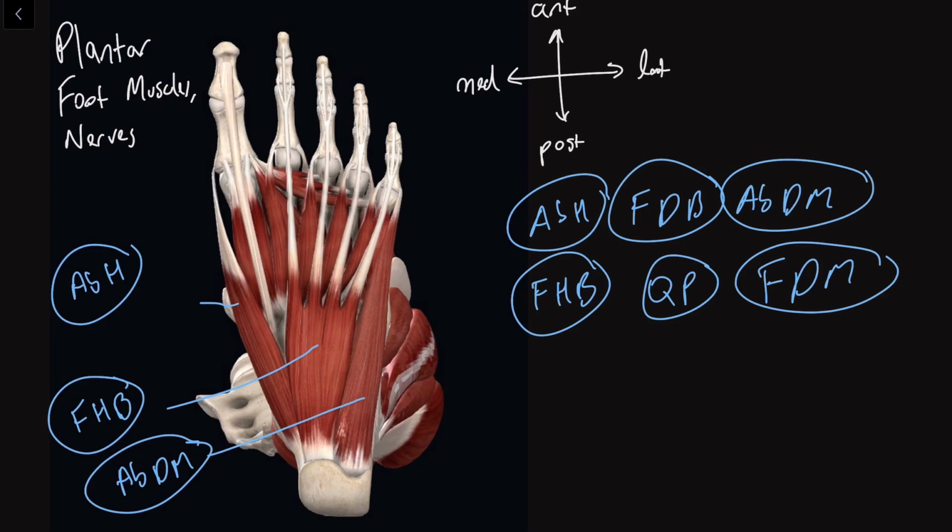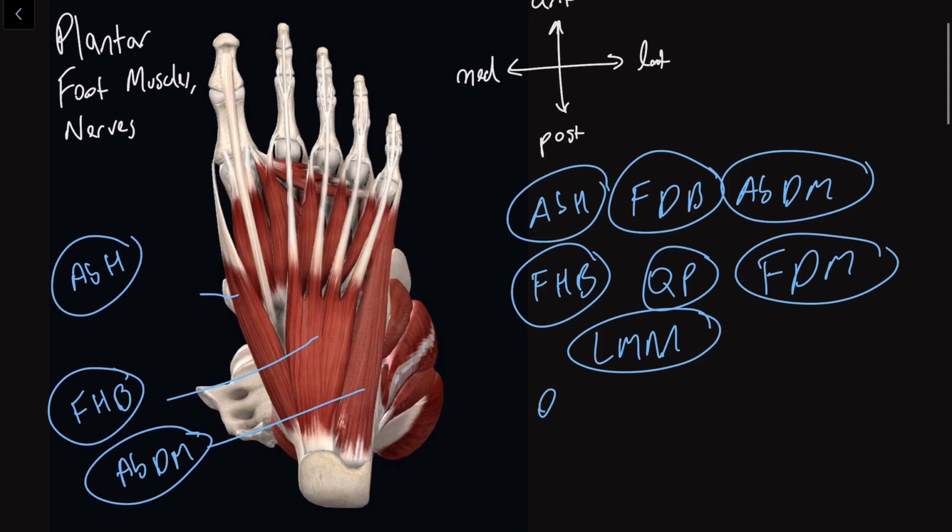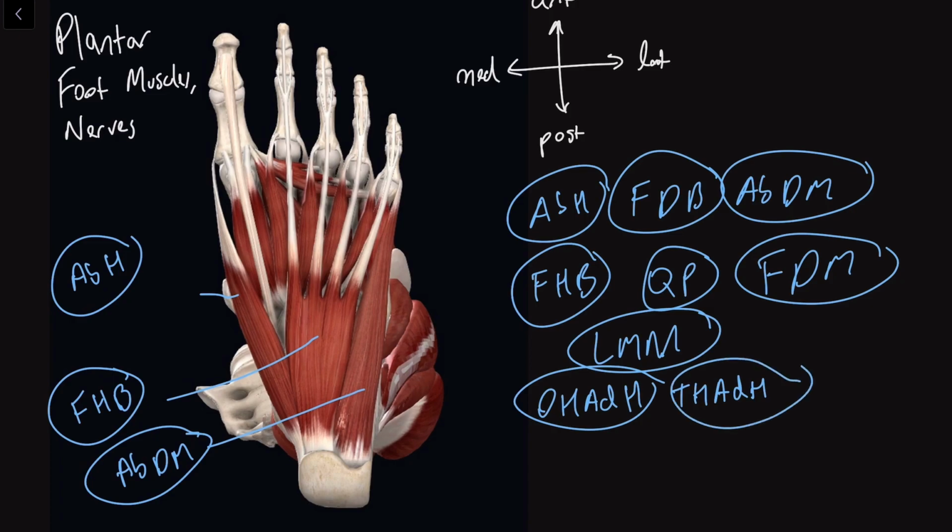And then on the next layer that we talked about, we also had those lumbrical muscles, so I'll just call them LMM. And then on the deepest layer that we've talked about, we had the oblique head of the adductor hallucis muscle. We also had the transverse head of the adductor hallucis muscle. And we also had those interossei muscles, specifically the plantar interossei muscles here.